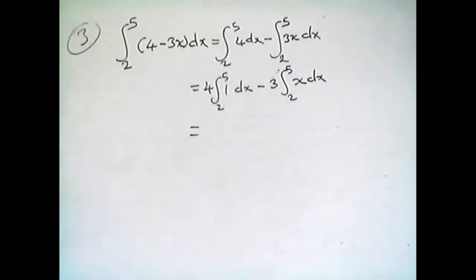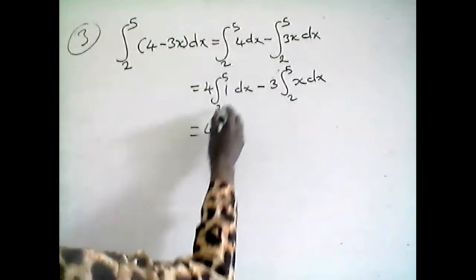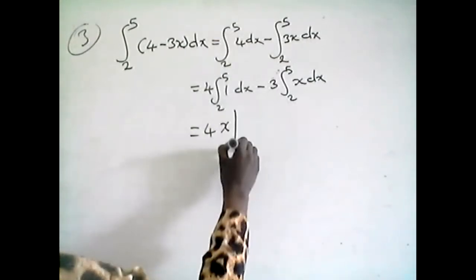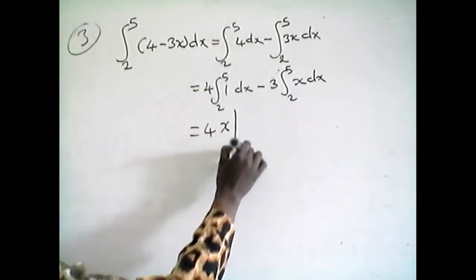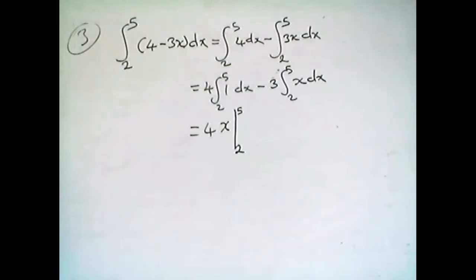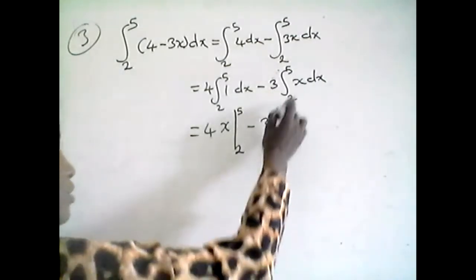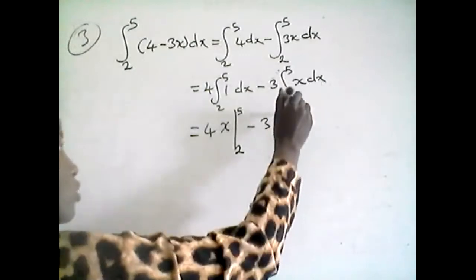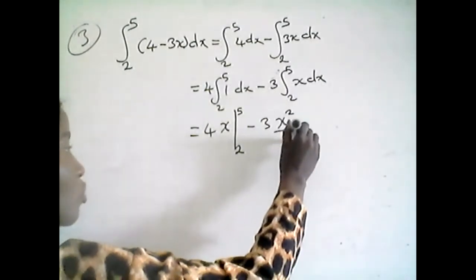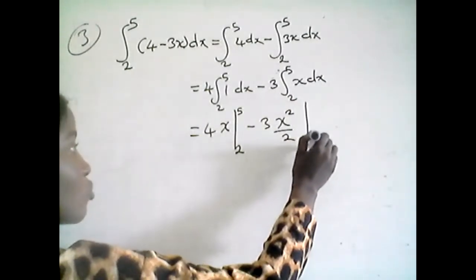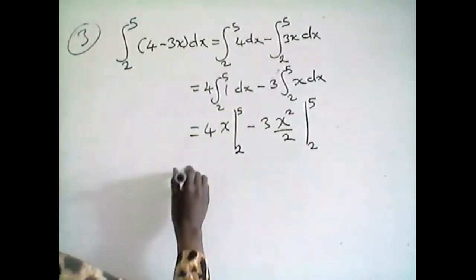I'm saying x because x is the variable that we are using in that equation. If it was z, I would have said z. If it was y, I would have said y. But now that we have x as our variable, that's why I've said x. So x, our limit 2 to 5, minus 3x, 1 plus 1 is 2, over 2, and our limit here is from 2 to 5.